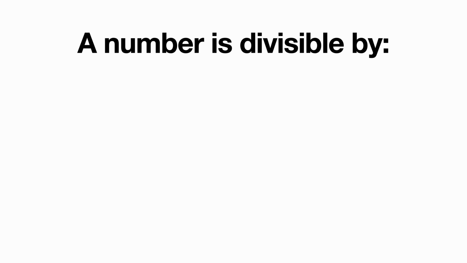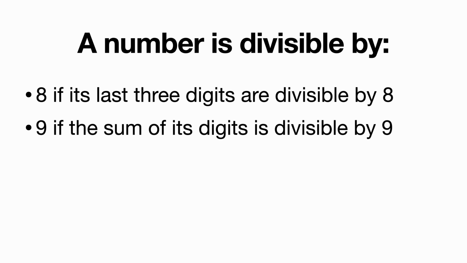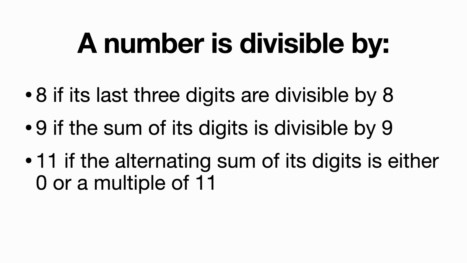A number is divisible by 8 if the last 3 digits of the number are divisible by 8. And a number is divisible by 9 if the sum of its digits is divisible by 9. Finally, a number is divisible by 11 if the alternating sum of its digits is either 0 or a multiple of 11. What do I mean by alternating sum? Well, take the first digit, then subtract the second digit, then add the third digit and subtract the fourth, and so on and so on. If the number you get after doing all that is 0 or some multiple of 11, then the original number was divisible by 11.